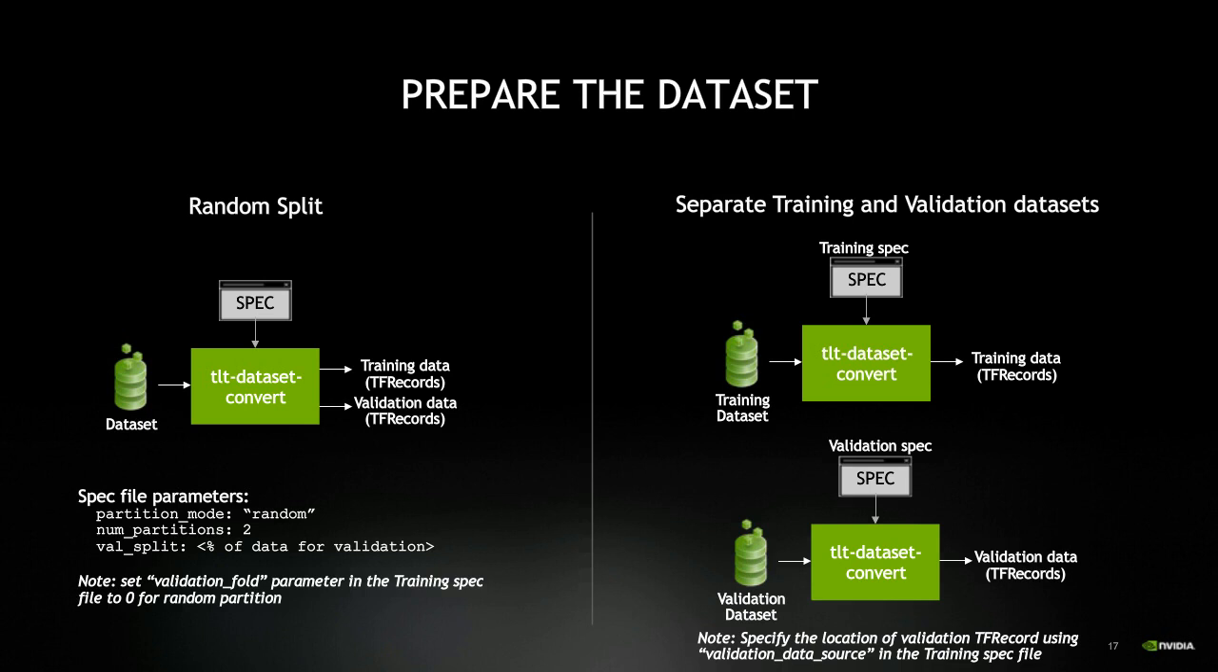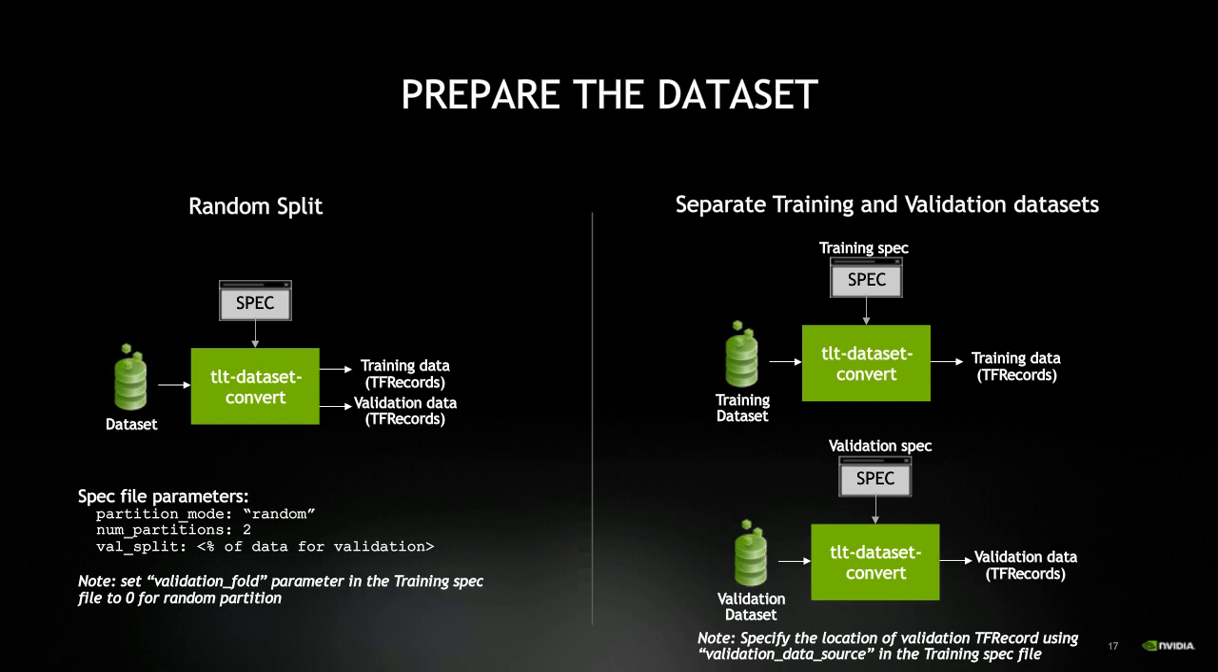Splitting the dataset randomly might be useful for quick prototyping, when you're experimenting with different datasets, or when you're not sure how to split your data. To randomly split based on some percentage, change the partition mode parameter to random in the dataset spec file. Also, in the training spec file, set the validation fold parameter to 0 to use the randomly split dataset. The TLT command to convert the dataset is called tlt dataset convert. The output will be 2 TFRecords, one for training and the other for validation.